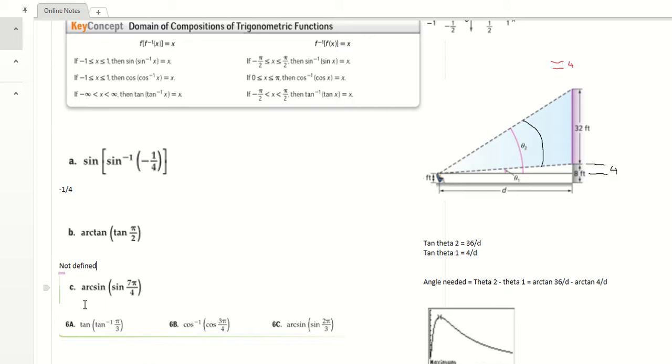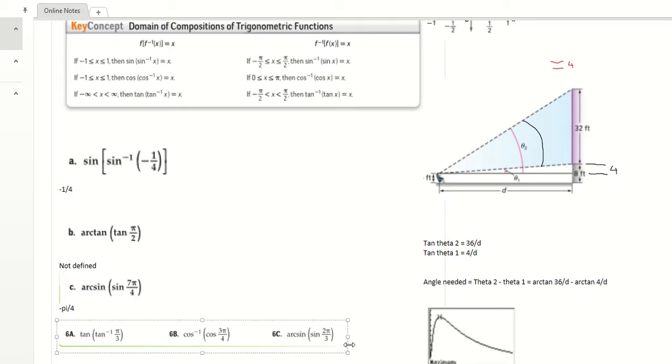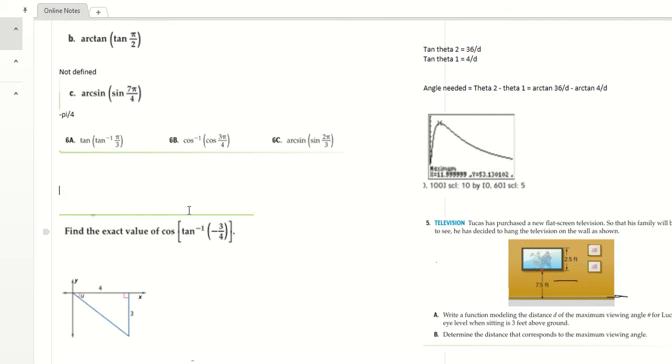Tangent of pi over 2. Arc sine of sine of 7 pi by 4. So sine of 7 pi by 4 is fine. 7 pi by 4 is the same as minus pi by 4, right? So I think it's going to be minus pi by 4, right?